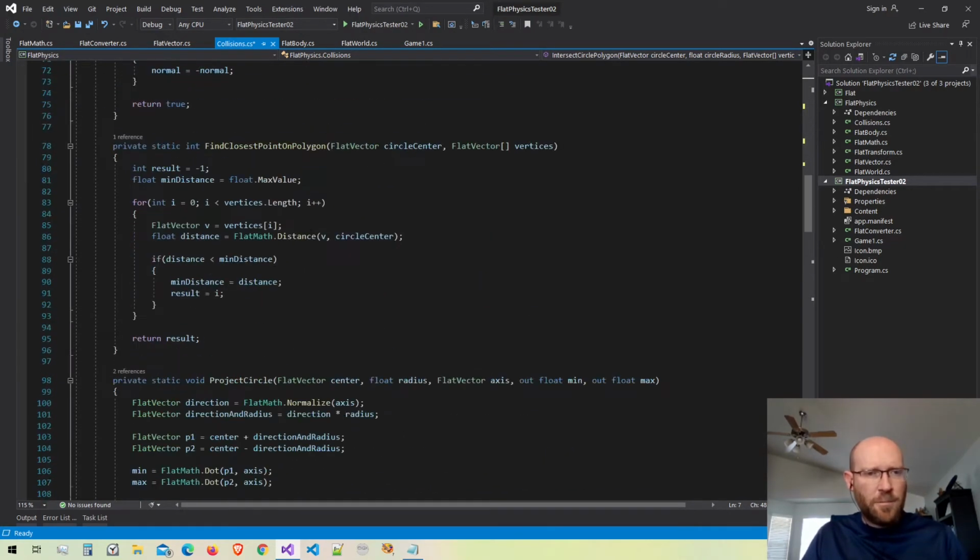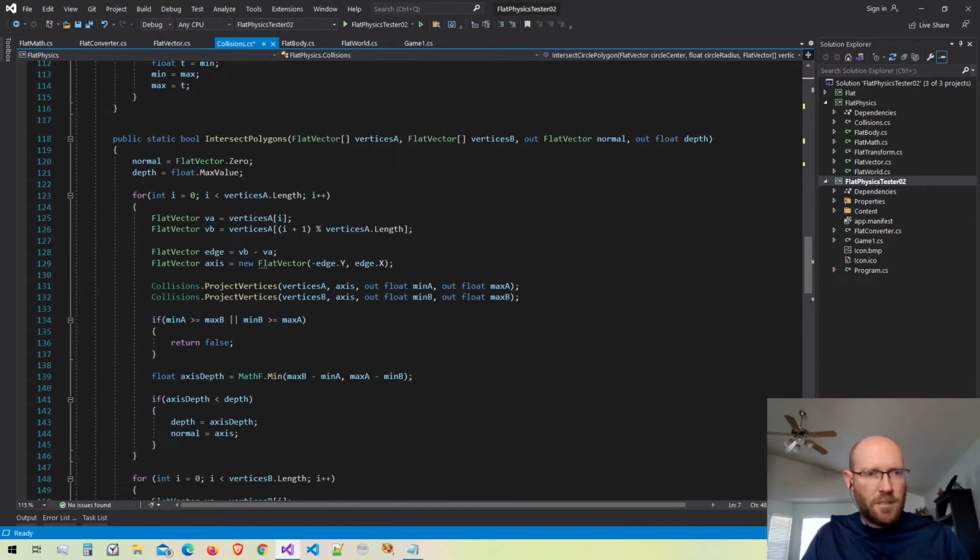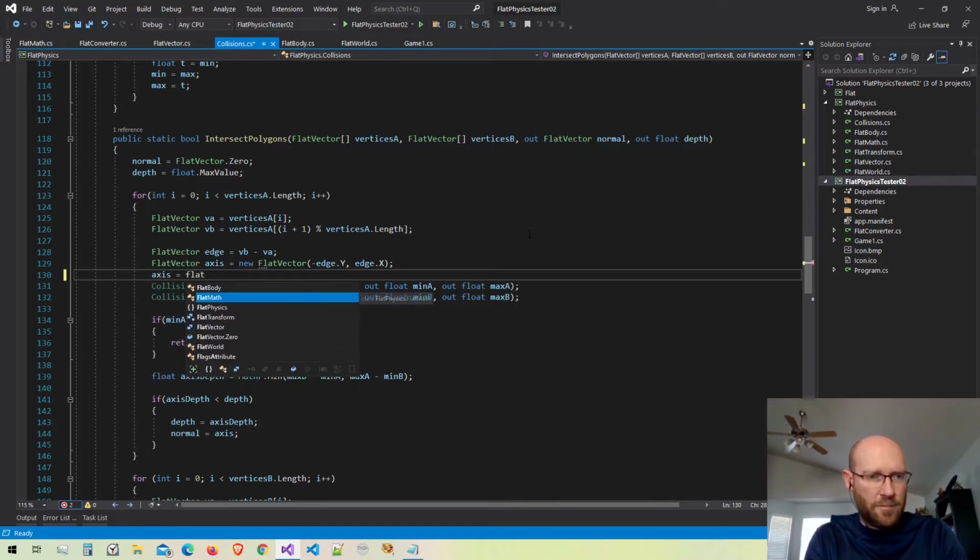And so we need to do the same thing for the intersect polygons function. So here we are in the intersect polygons, and here we go, we find the axis, and every time we find the axis, before we project onto that axis, we need to normalize it.